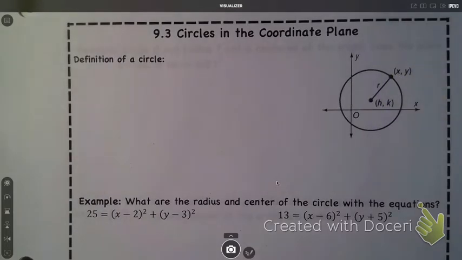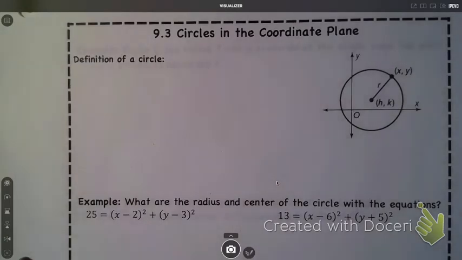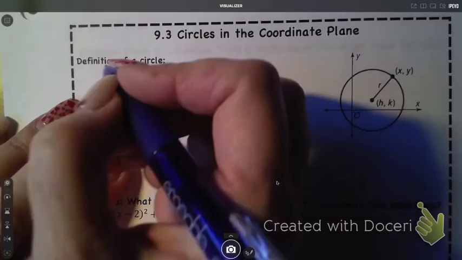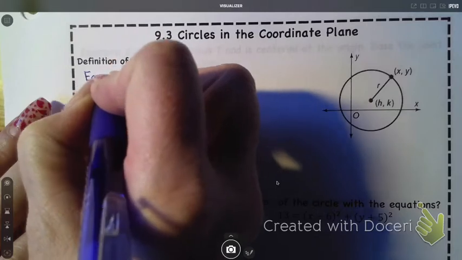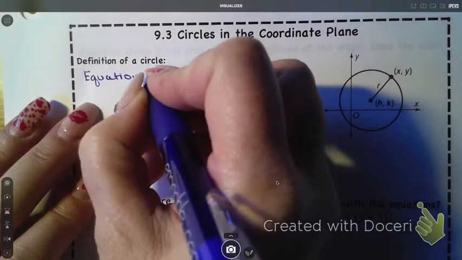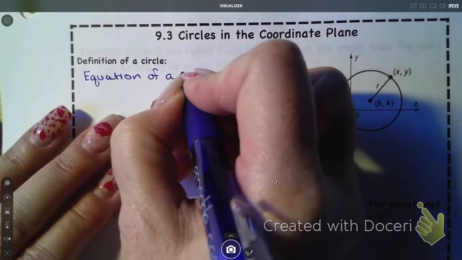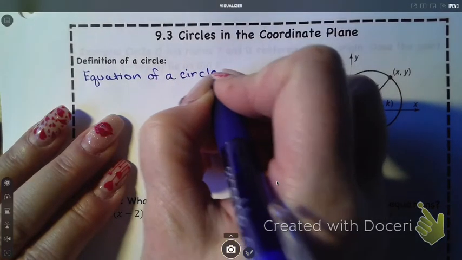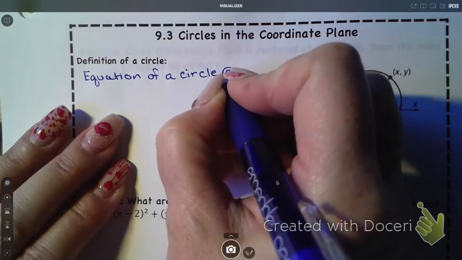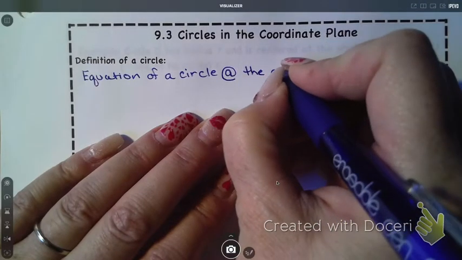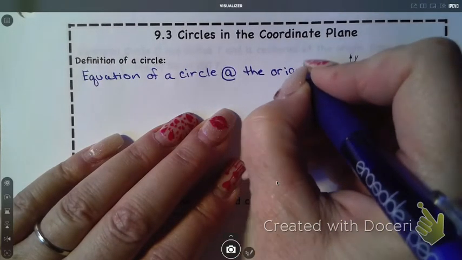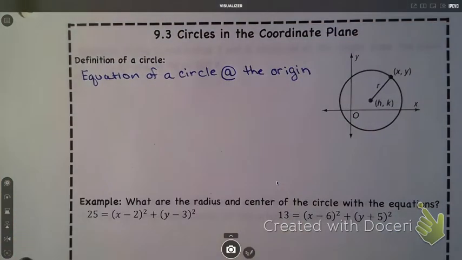But I'm not going to make you remember that definition. We're going to talk about the equation of a circle, and we're going to manipulate that today. So we have the equation of a circle at, you guys all know that this symbol's at, right? The origin. Okay, we got to remember what origin means.